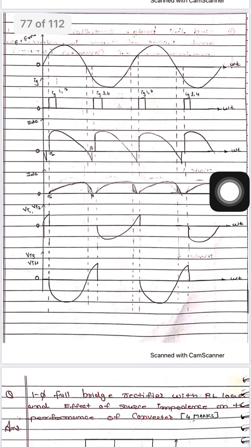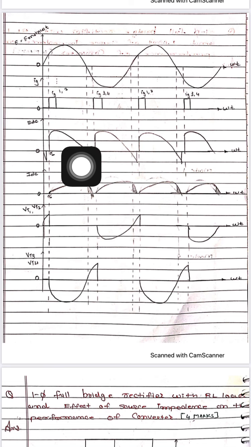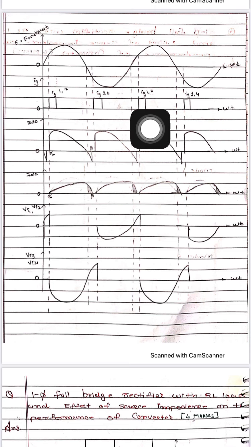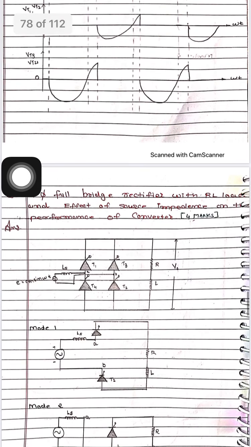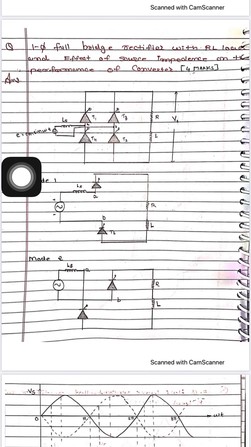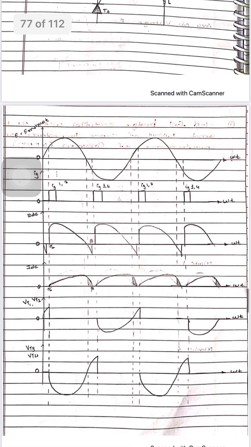If we consider the RL load, the mode of operation is the same, only the waveform changes over here. 4 gate pulses, and as I told you, with a resistive load this portion is 0. But in the case of an inductive load, there is some negative spike. The voltage across it is similar, only the points are changed. So these are the modes of operation of the full wave converter with average and RMS values. Thank you.